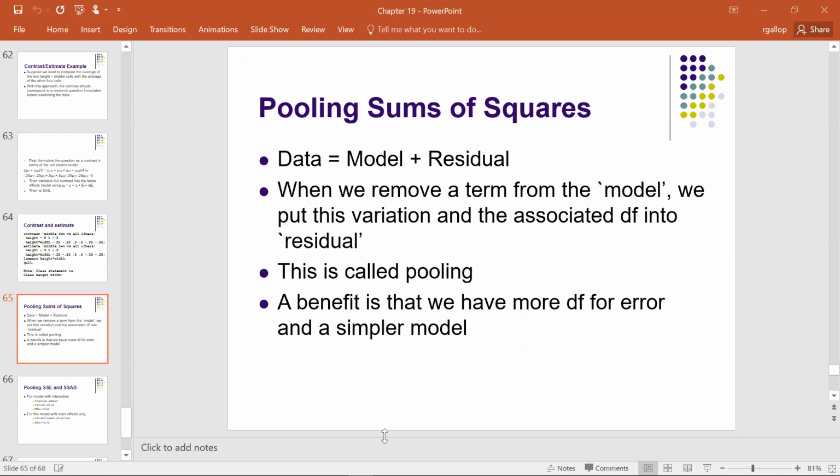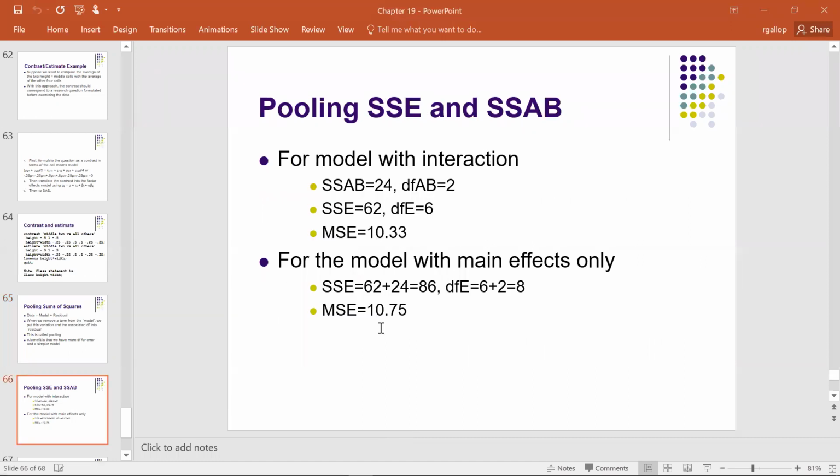So one of the things we start seeing is the sums of squares. When we remove a term from the model, we put the variation associated with that degrees of freedom into the residual. So if we start doing parsimonious models, the sums of squares explained for that term will automatically fall to the error. This going to the error is what we call pooling. One of the big things is we have more degrees of freedom when we ignore terms, but we just have to keep that in mind.